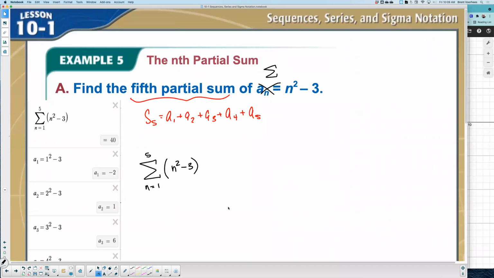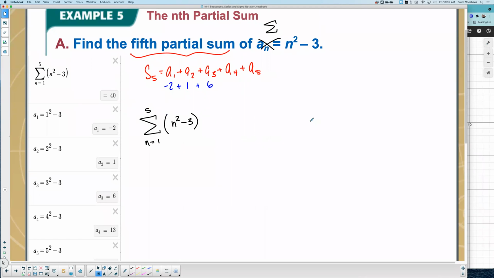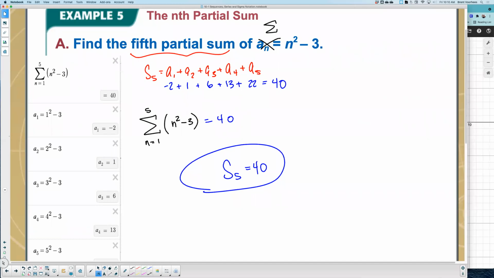Perfect. Okay, so what it did there is it plugged in all the numbers and it found out A1 was -2. Let me do this in blue. A1 was -2, and then it added 1. A2 was 1, and then it added 6. And what do we have? 13 and 22. A4 was 13. A5 was 22. When you add those up, you got 40. Thus, the answer was 40. That's the sum. And so the way the answer would be written is S5 equals 40. S5 means it's a sum of 5 terms.